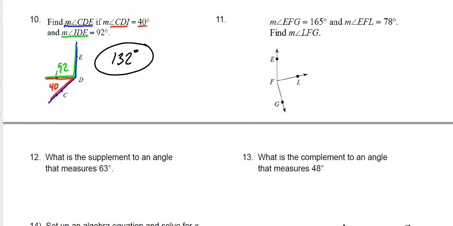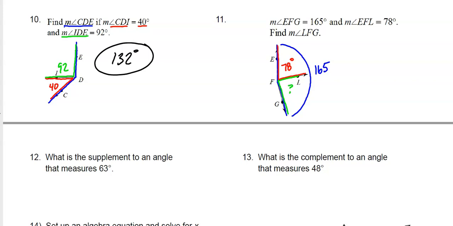Number 11, EFG. So this time they give me the big dog. They tell me from E to F to G. So all of this, almost half a circle, which is 180. Almost, we're at 165. And then they tell me EFL. EFL is 78. And they're like, hey, how long is LFG?